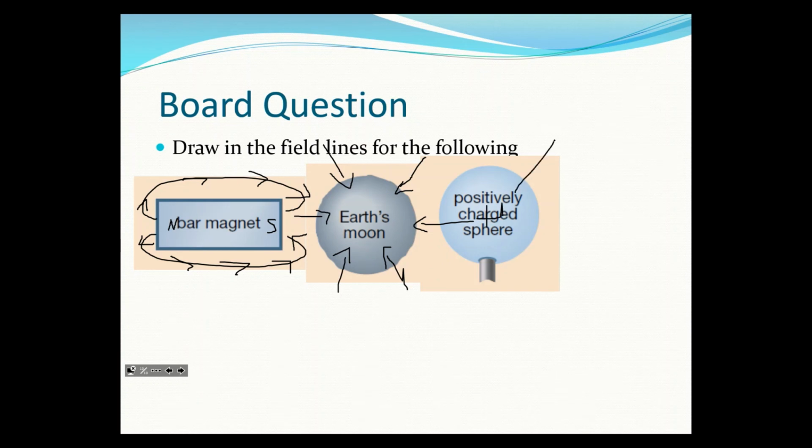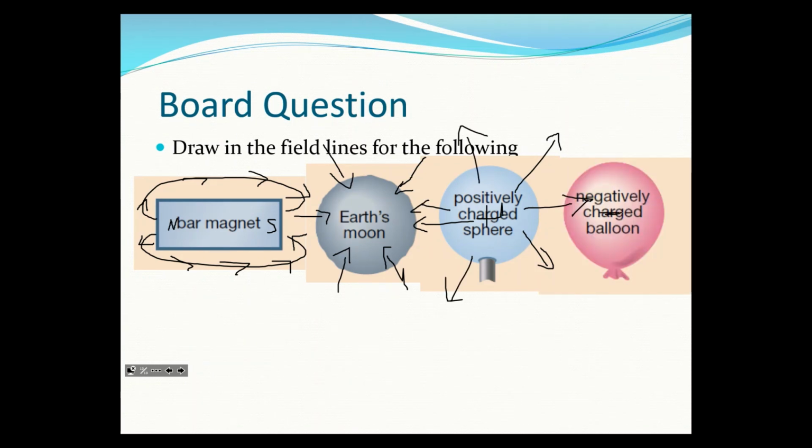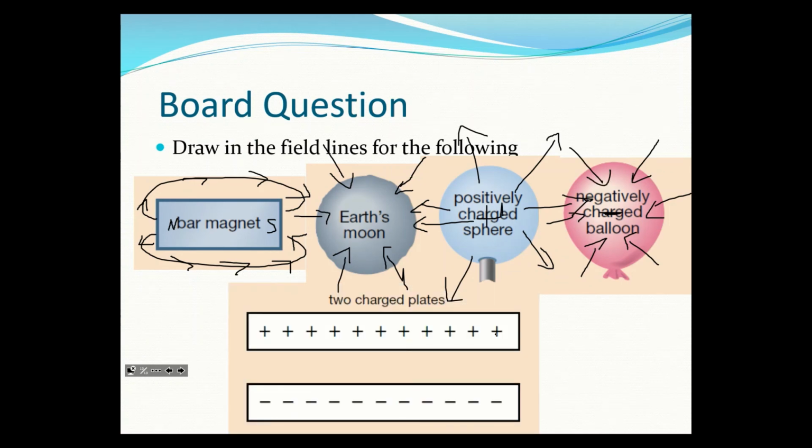So as positive, then Pedro would move away. So Pedro tells us that we move away from it. And if I have a negatively charged balloon, well, it's charged up, Pedro would move towards that negative charge. So we would draw this towards. Okay. And our last one, two charged plates.